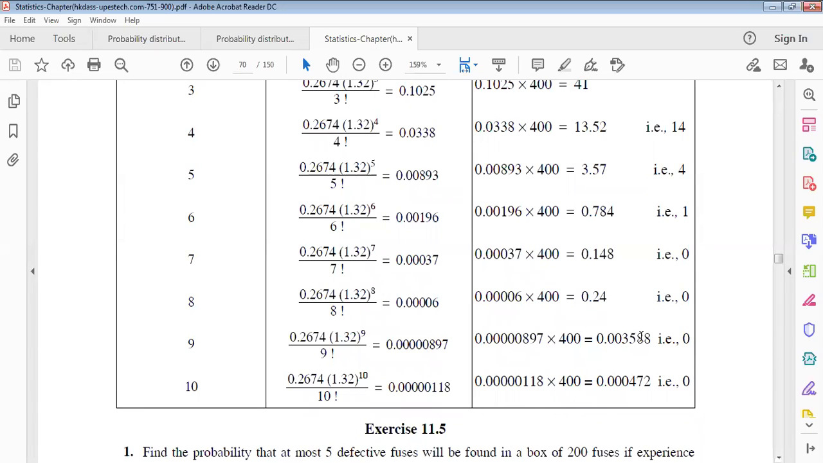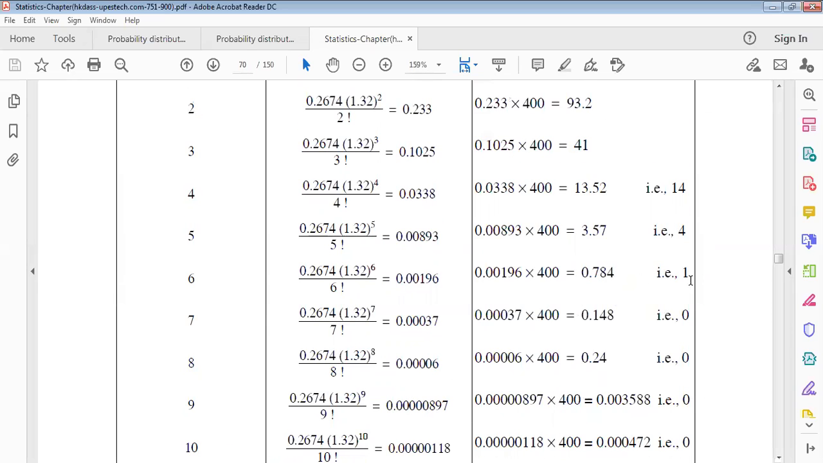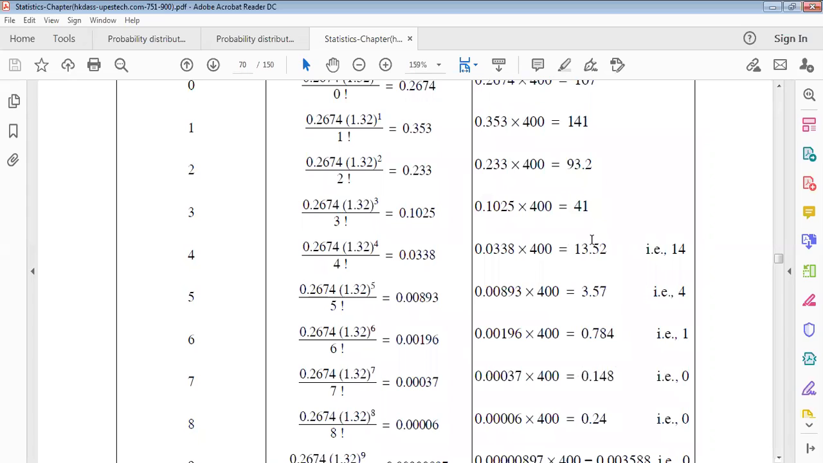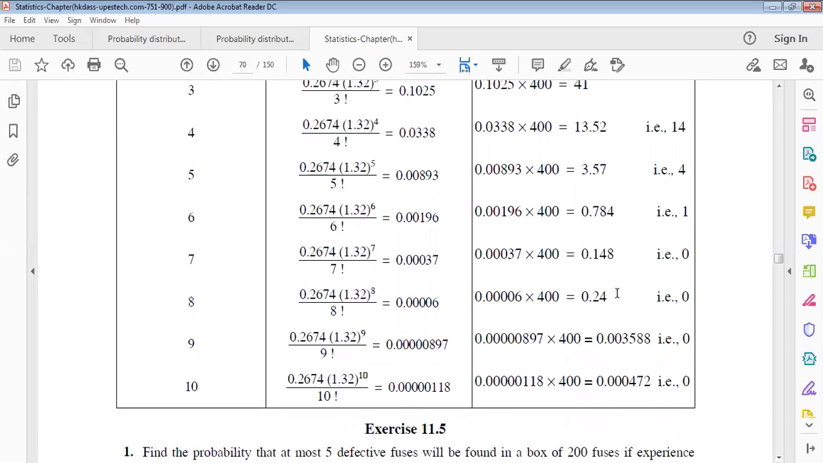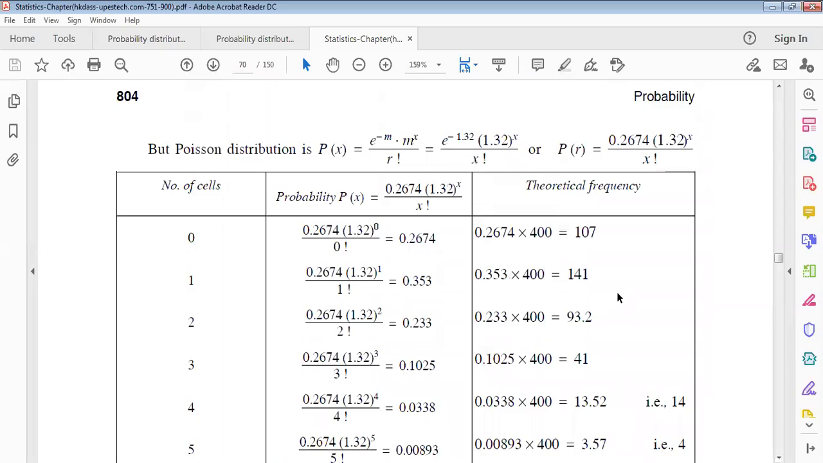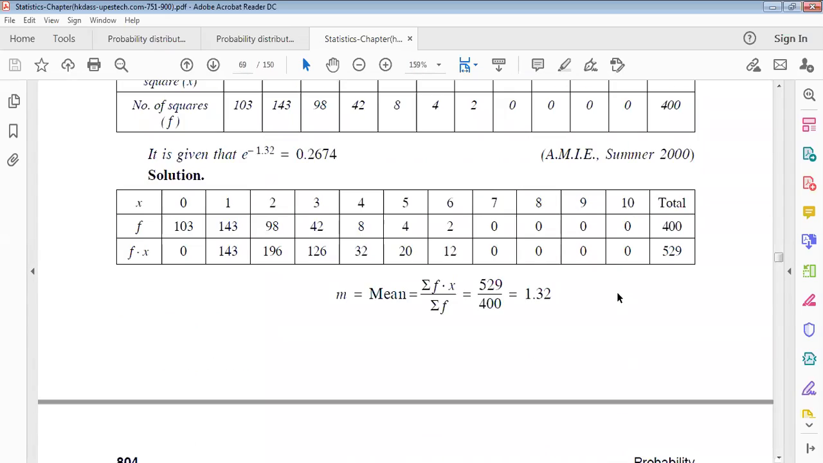This is also near to 0, and this also near to 0, this also near to 0. And this is near to 1, this near to 4, this near to 14, and this whole number 41. And this will be near to 93. You have to write this as 93. After taking the sum, you will get 400. Actually, this is the result.